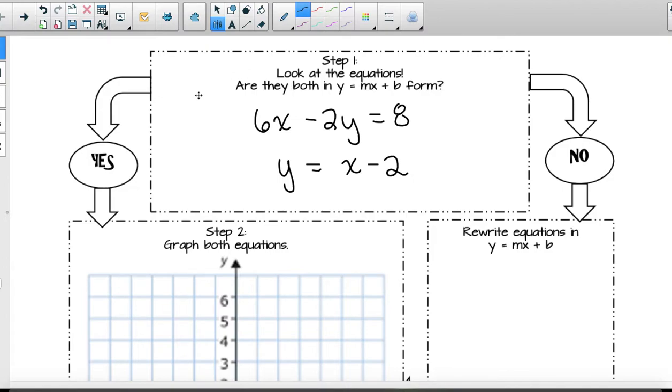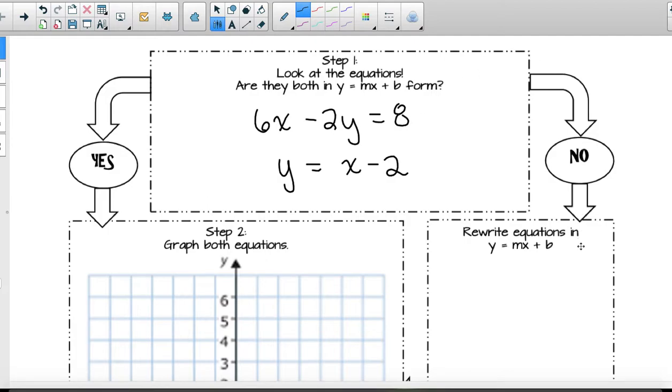If both of the equations are in slope-intercept form, we can go ahead and go to step 2, which is graph both equations, just normal. But if they are not both in slope-intercept form, we have to make sure we rewrite them into slope-intercept form. So this first problem, 6x minus 2y equals 8 and y equals x minus 2. Both of them are not in slope-intercept form, so we need to rewrite them.